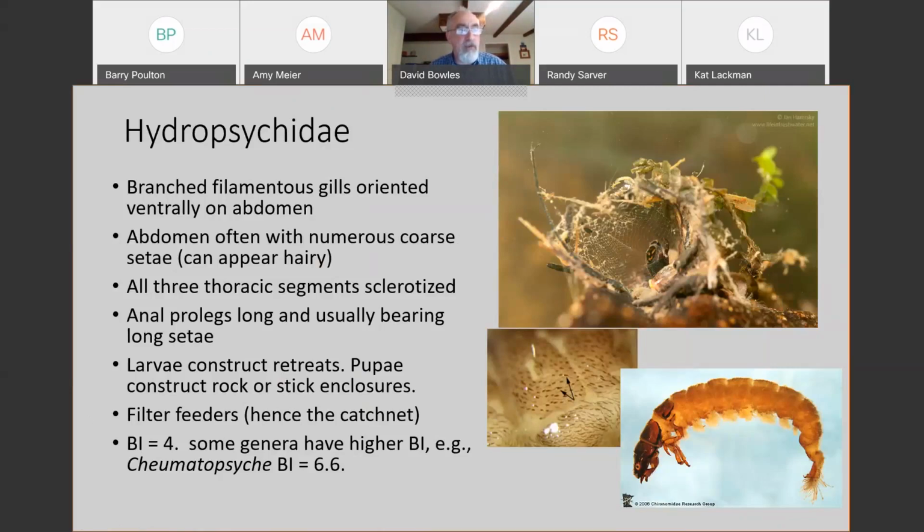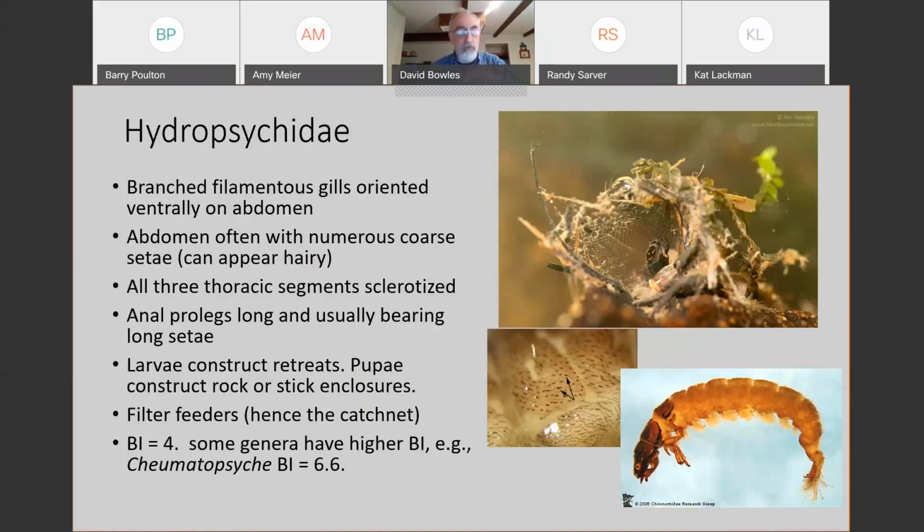One of the neat things that attract many people to the net-spinning caddisflies are their catch nets. You can see that Serratopsyche there on top has built what appears to be a volleyball net. That net orients into the current, and it catches fine potential food items as they come down the channel, and that's how it gets its food. There are different configurations of those, and the mesh sizes vary among genera and species, so they're very distinctive.